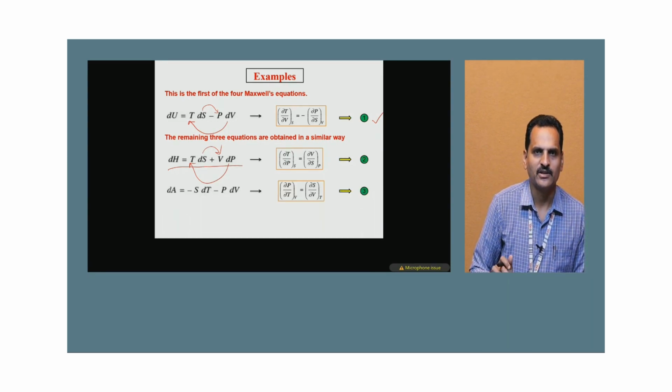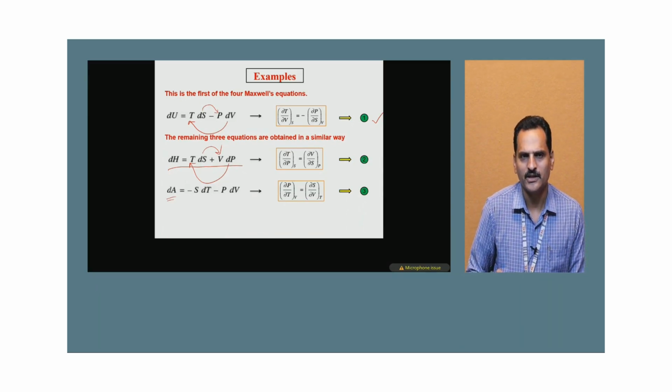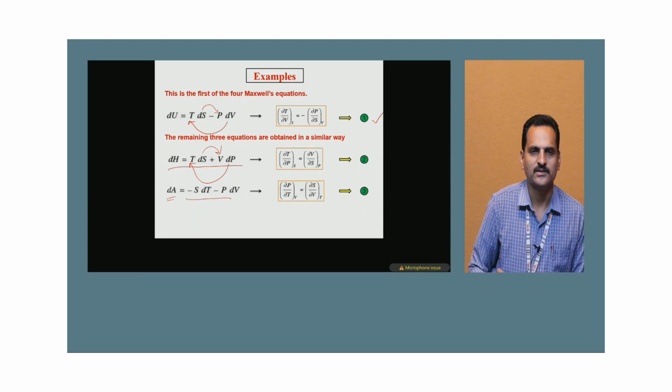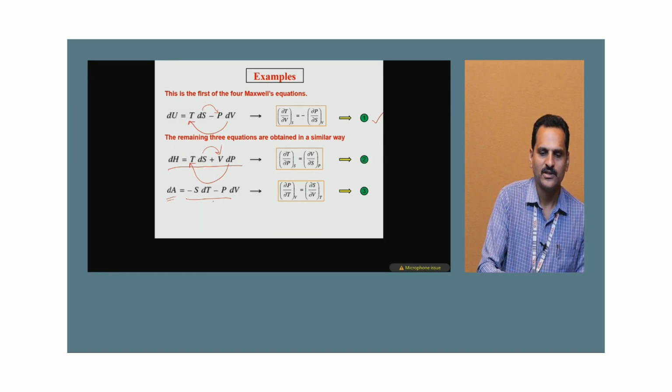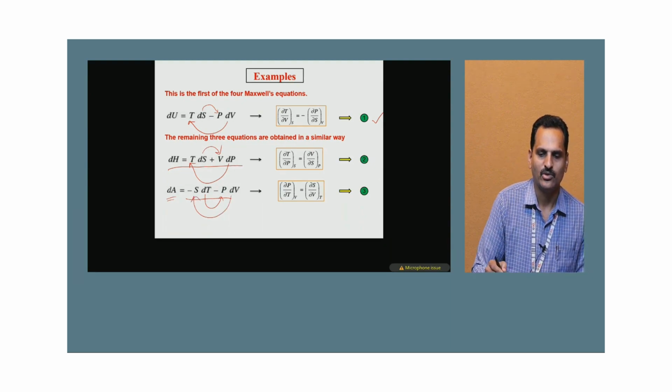Similarly, what is the third Maxwell equation? It is the work function or Helmholtz free energy equation. This is derived in terms of entropy, temperature, pressure and volume. This is what was derived as the third fundamental property equation in the previous class. Let's convert this equation into a Maxwell equation. So you can write ∂P/∂T as well as ∂S/∂V.